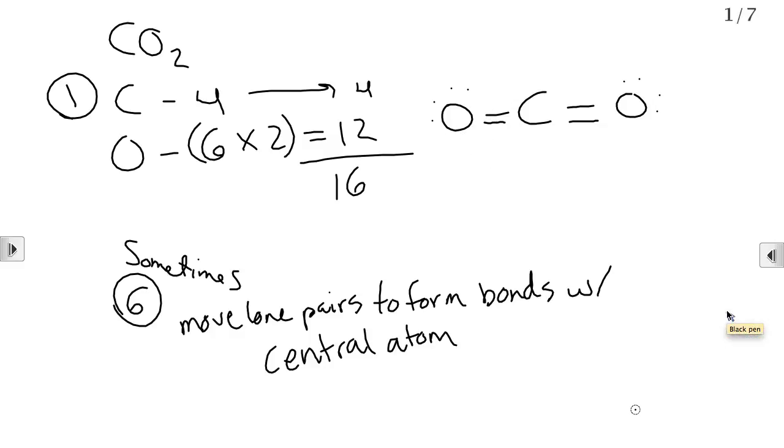Now let's see what we got. 2, 4, 6, 8. 2, 4, 6, 8. That's 16. Everybody has 8. 2, 4, 6, 8 on this carbon. And this oxygen has 8. So everybody's happy. Isn't that nice?